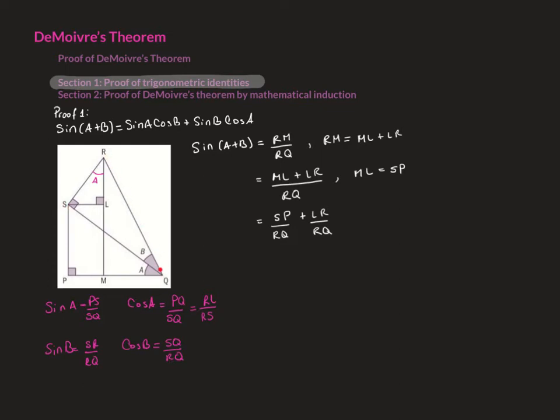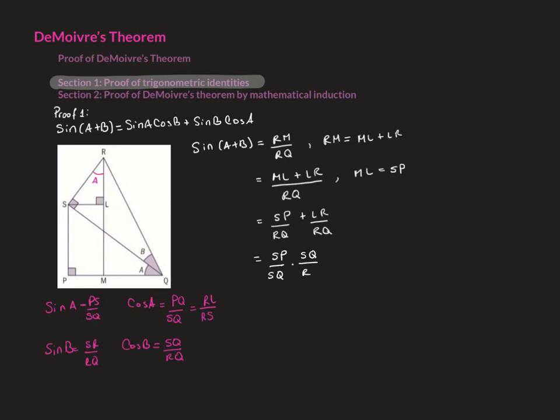And now going back to where I was, I notice that I have SP here, and SP is related to the sine of A, but we don't have SQ. And also RQ is related to the cosine of B, and again it's related to SQ. So if we multiply and divide by SQ on the first term, we should be able to build these two sines and cosines. So that would be SP over SQ, but we cancel that SQ by multiplying by SQ and divided by RQ.